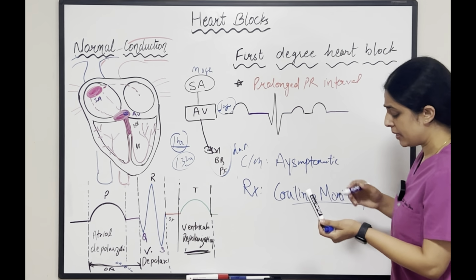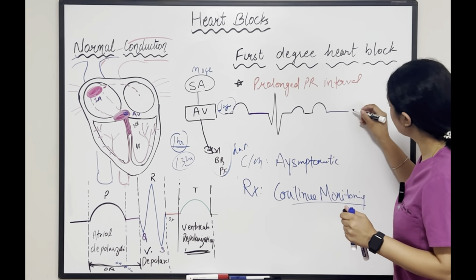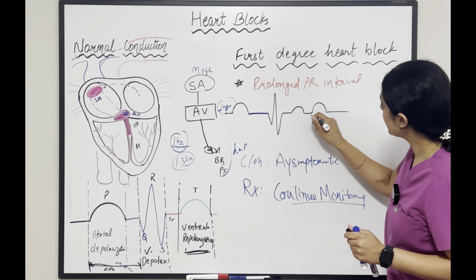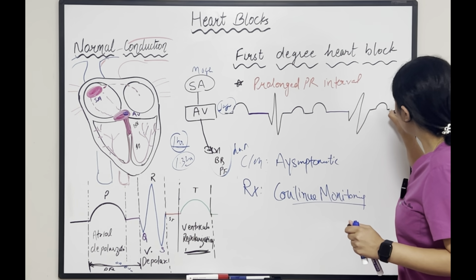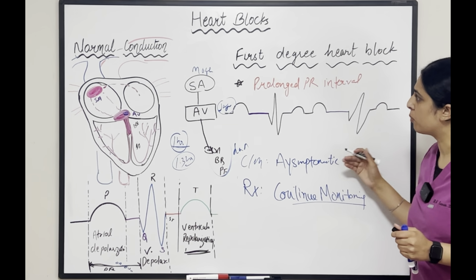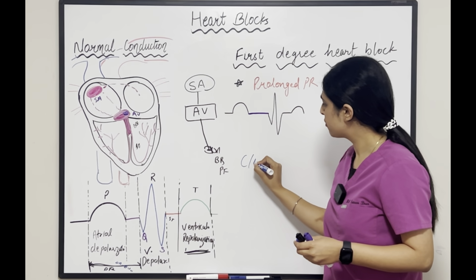And there is a prolonged PR interval. Each impulse that is generated at the SA node carries to the ventricle. So the QRS complex and T wave are going to be normal. So this is what the ECG looks like.